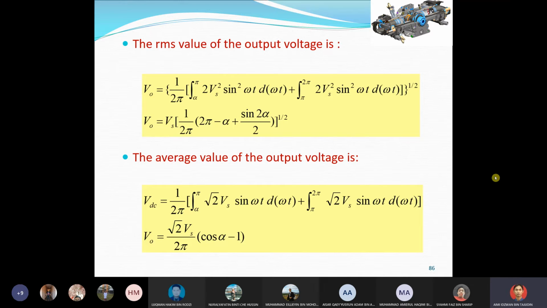Okay, saya nak tanya kamu lah, do you clear with the concept of RMS dan average?